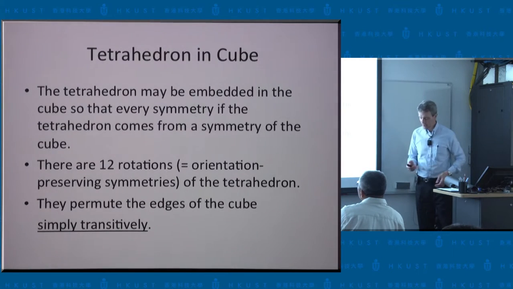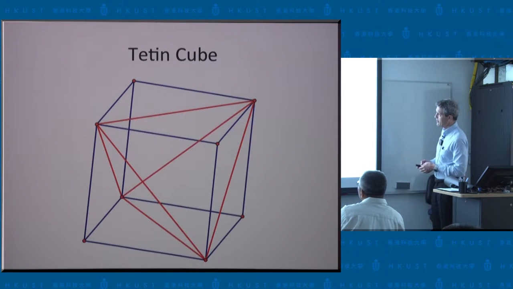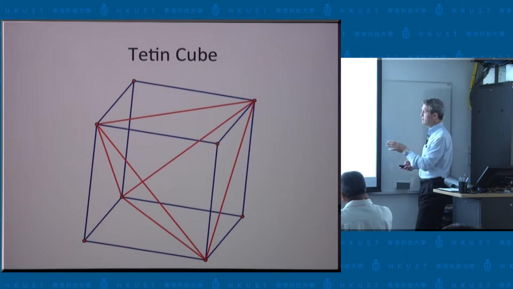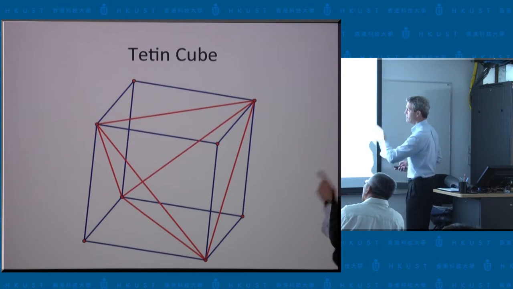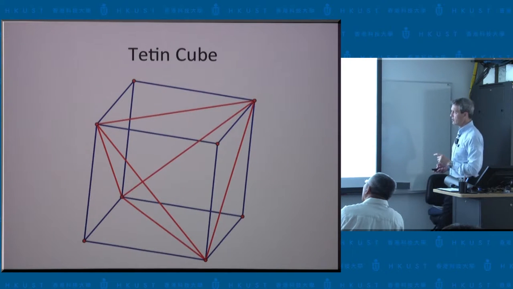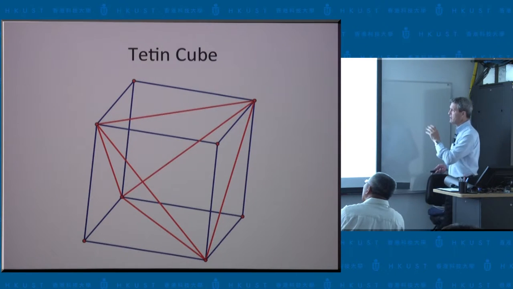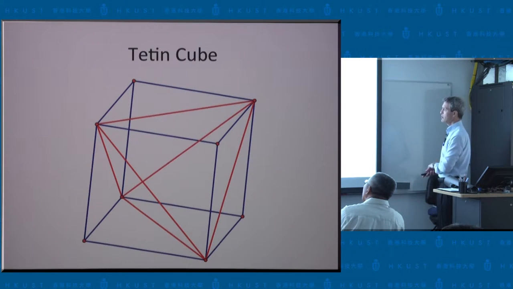And it's related to a fact that some of you may know, which is that you can put a tetrahedron in a cube. So you can put a tetrahedron in a cube so that every other vertex of the cube is a vertex of the tetrahedron. So the cube has 8 vertices, and the tetrahedron has 4. So you can fit the tetrahedron in the cube so it's occupying 4 of the vertices, and no 2 of them are adjacent to each other.